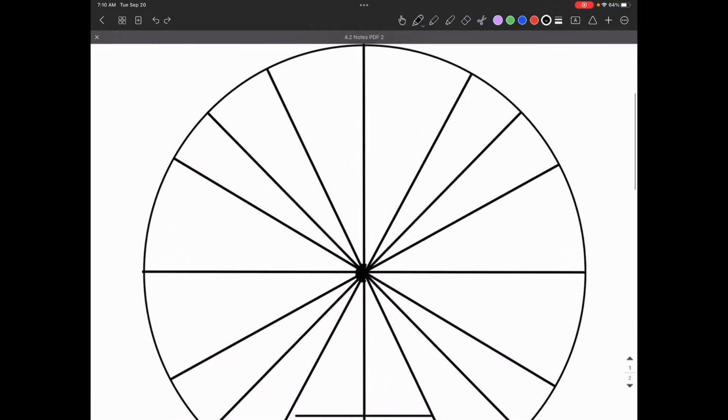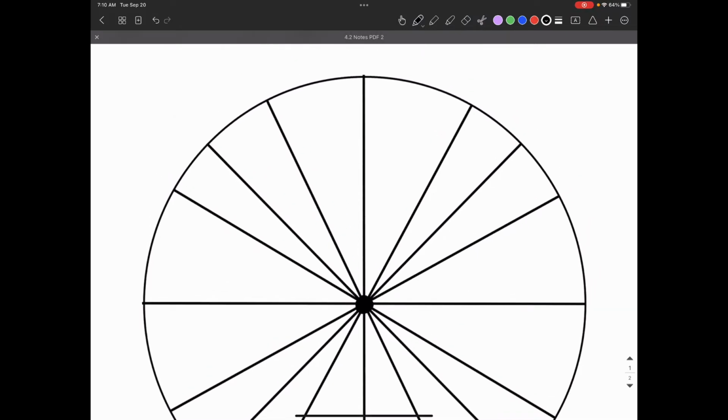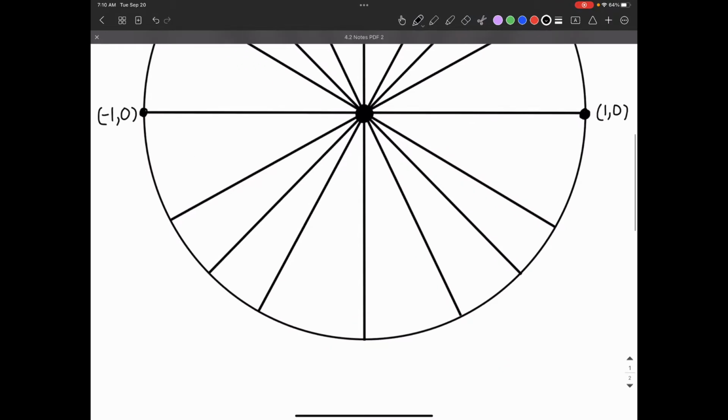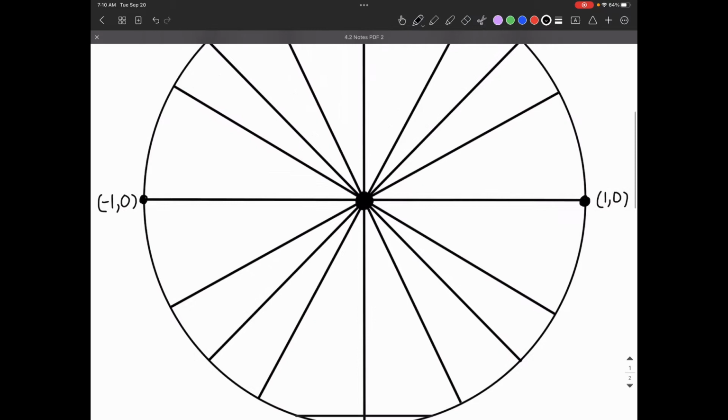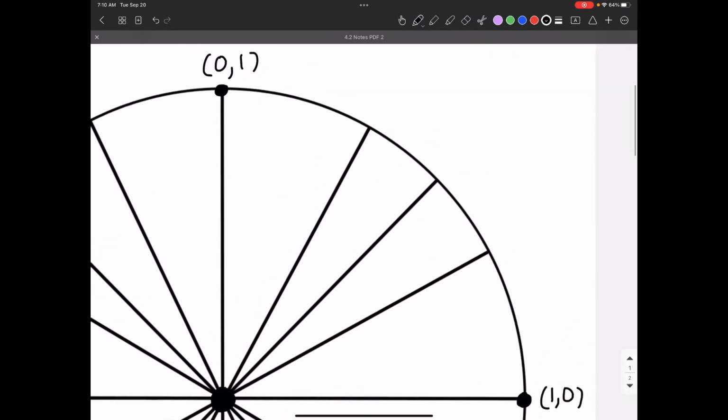All right, I'm going to label the unit circle. This is our unit circle here that I've created. This point here in the center is 0, 0. And I know this circle has a radius of 1, so I'm going to label this point here 1, 0. This point here is going to be 0, 1. This point here is negative 1, 0. And this point here would be 0, negative 1. Okay. Then I'm going to just focus on the first quadrant here.